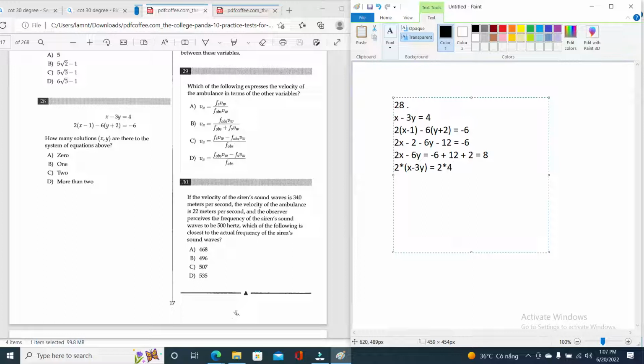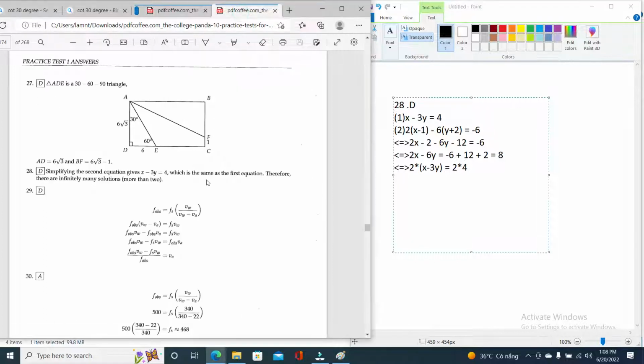So it's actually the first equation multiplied by 2, right? So this system of equations is actually just one equation, just equation 1. So it has infinitely many solutions. So the answer is D, more than 2. Okay, so it's D, more than 2.